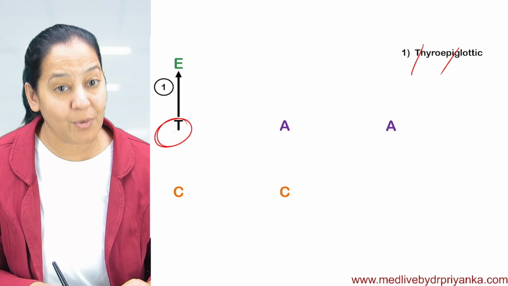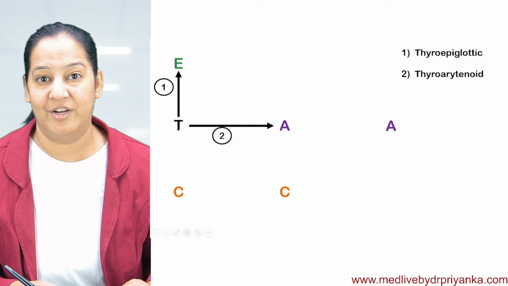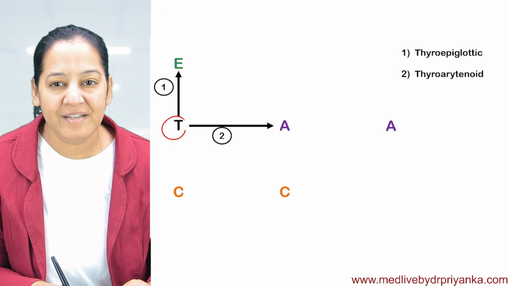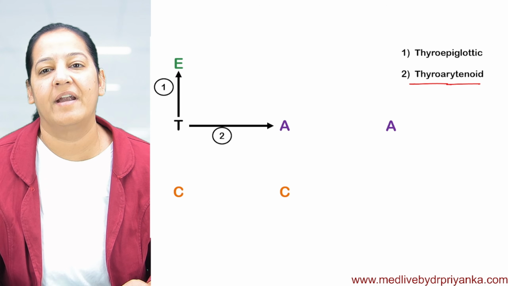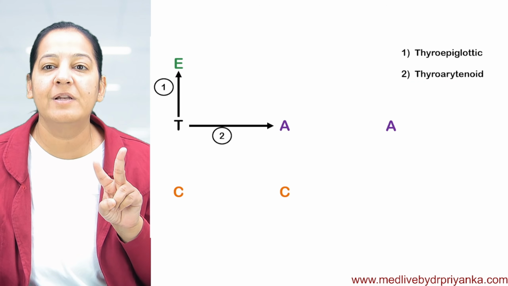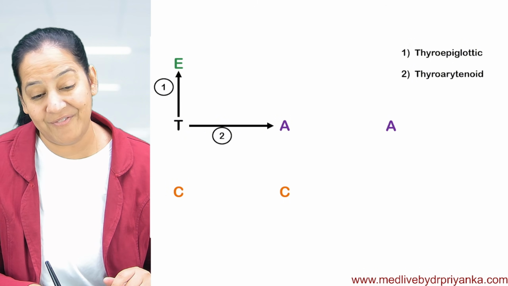The second muscle also arises from the thyroid, which connects the thyroid to the arytenoid. So what is the name of this muscle? It is thyroarytenoid. You can see the second muscle, thyroarytenoid. So there are 2 muscles arising from the thyroid. See, I have done the numbering also. So appreciate my efforts, please.